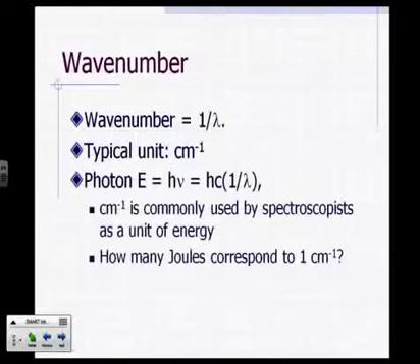Wave number is defined as 1 over lambda. The typical unit that we use for wave number is reciprocal centimeter, so it's centimeters to the negative 1. The way you read that, say reciprocal centimeters.